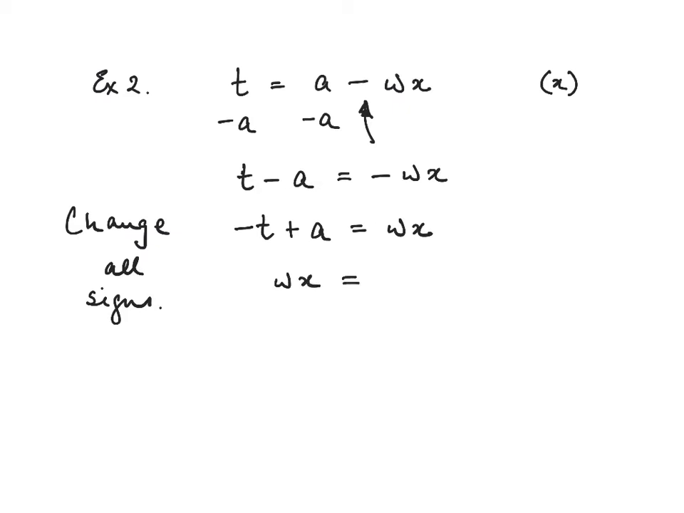And when I'm swapping sides, I'm going to write minus t plus a as a minus t plus a. It looks a bit neater than having the minus t at the front. And the last thing to do is to divide by w. That's it.